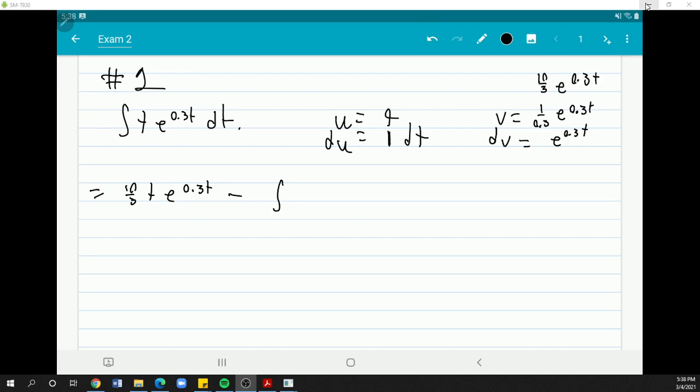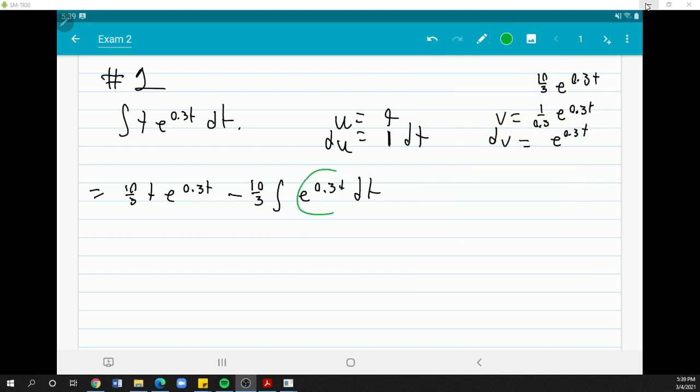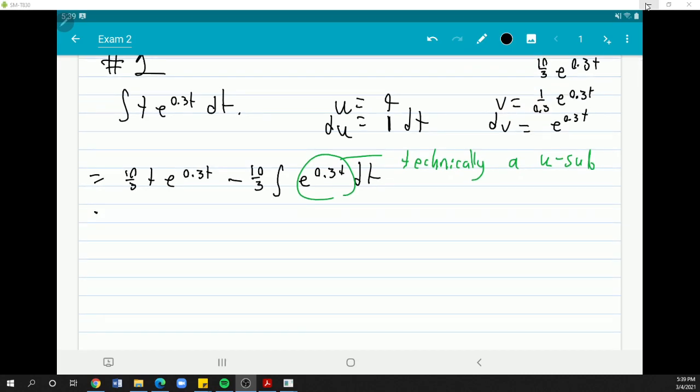except I can pull out this 10/3 because it's a constant. So 10/3 v du just gives me e to the 0.3 t dt. So this is technically a u sub. And that's how I got v in the first place, was a u sub like that, where u is equal to 0.3 t. And that's how you get the 10/3. We're going to do that again.